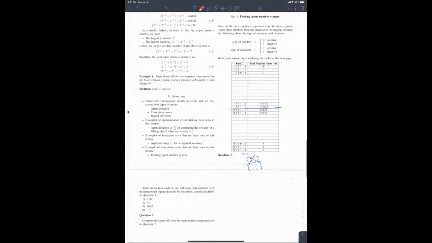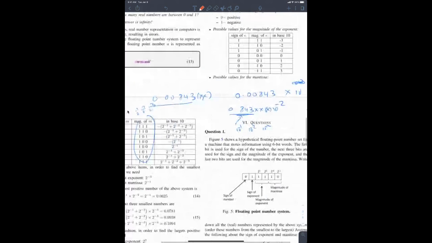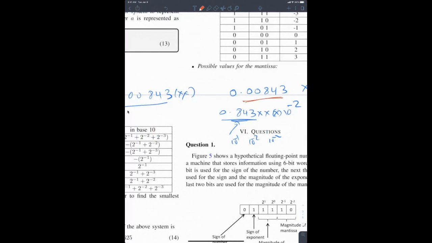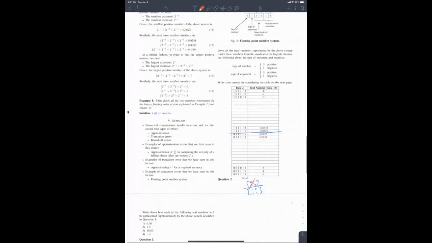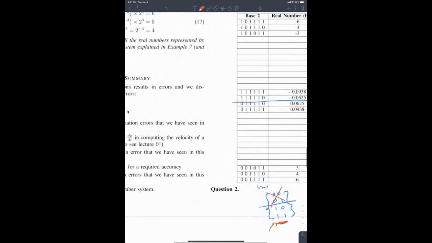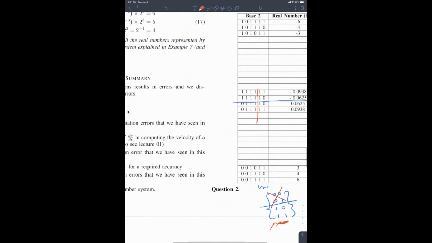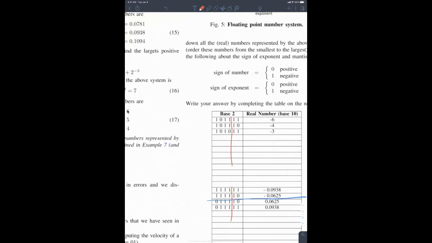For the same reason I just talked about here, when we have a situation like that, we don't write 00843. There should always be a number next to the decimal point. Because there is a number next to the decimal point, you can only have 1 or 0. If you just look at this, the mantissa is always going to be either 1, 1 or 1, 0. All we will have to do is fill the table.